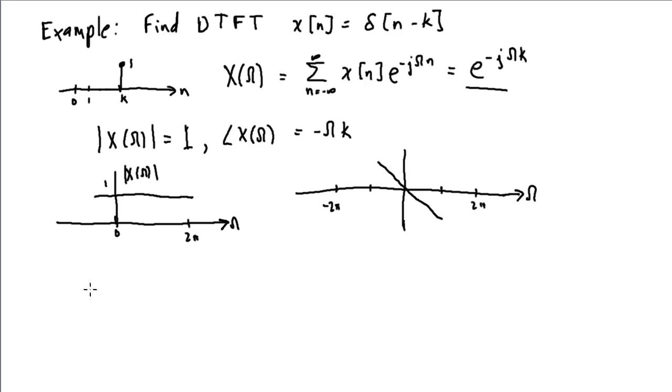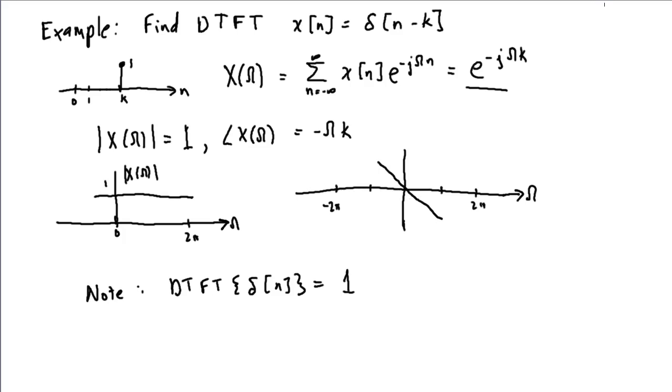Just also note, as a special case of this, that the discrete time Fourier transform of an unshifted impulse, we just let k equal 0 in this result, is just equal to 1. So that would have the same magnitude spectrum. Phase spectrum would just be 0 because the slope of this is minus k. In this case, with k equal to 0, the slope would be 0.